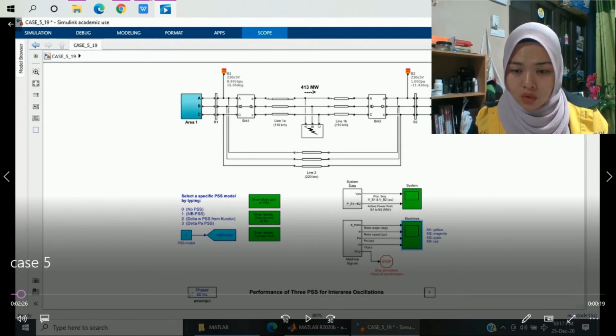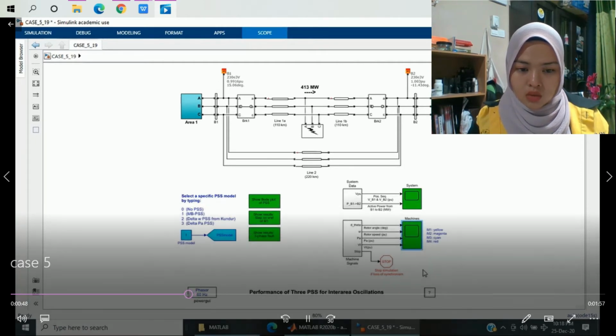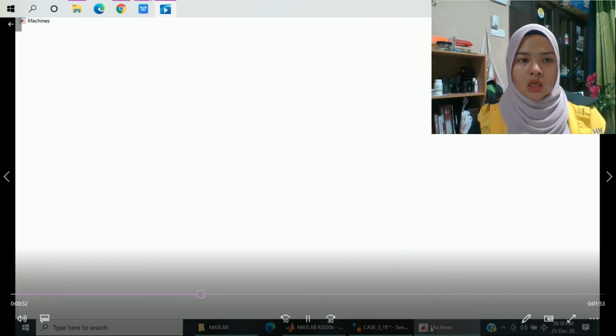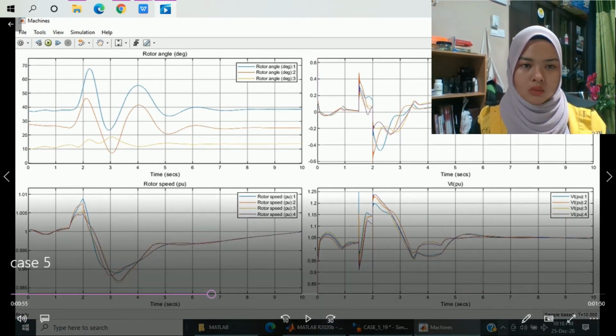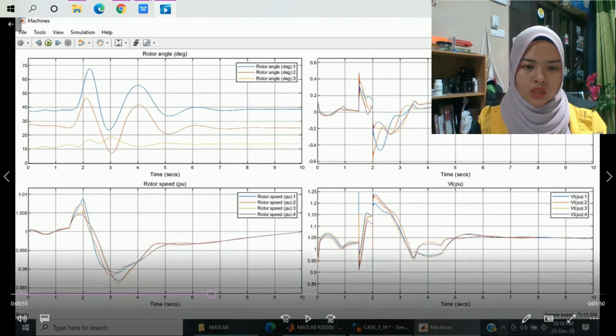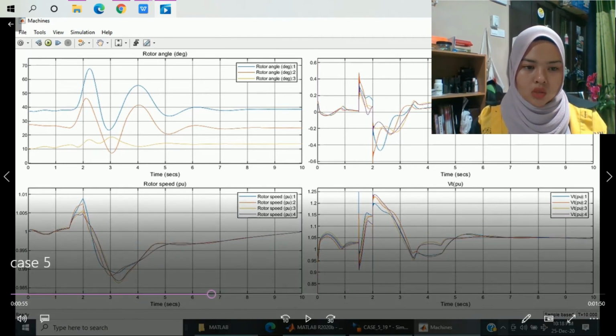Alright, so let's move to the machine and look at the graphs first. So there are the rotor angle, rotor speed, PU, and voltage graphs. For rotor angle, the first and second generators started in unstable mode and started to stabilize at second 6. Then we move to rotor speed. At the beginning the rotor speed started to increase and then dropped rapidly, and then it increased, and at a certain moment it is increasing slowly.